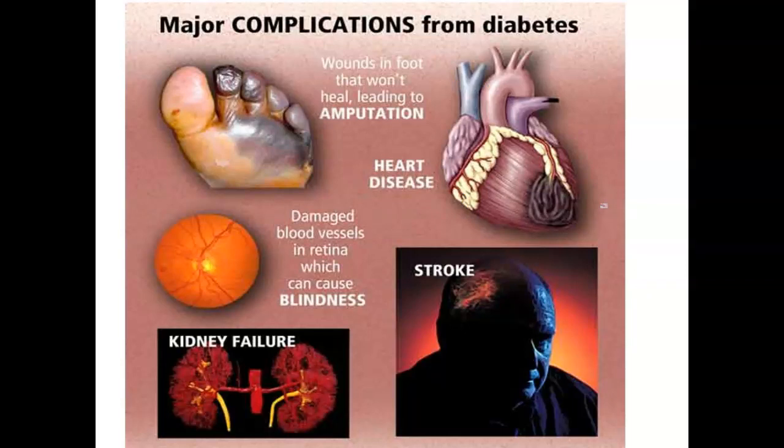Major complications from diabetes: wounds in the foot that won't heal, leading to amputation. And that is a common reason why somebody would have their toes or their foot amputated, because of an infection that doesn't heal from being diabetic. So we're very careful with the feet of diabetics. Other complications are heart disease, damaged blood vessels in the retina, which can cause blindness, kidney failure, and stroke. As long as diabetes is controlled, you can avoid a lot of these complications. But someone who ignores their sugars, ignores taking their shots, is going to end up with major organ damage.